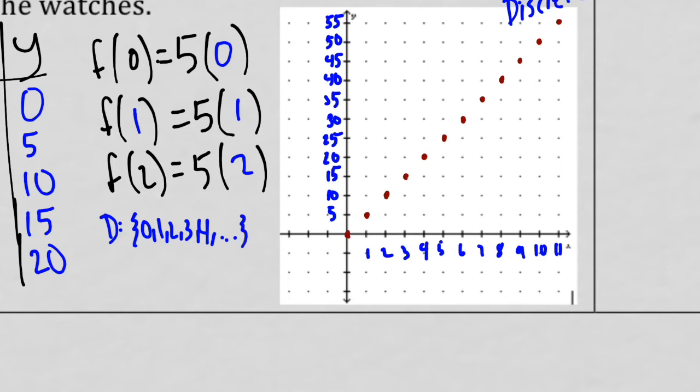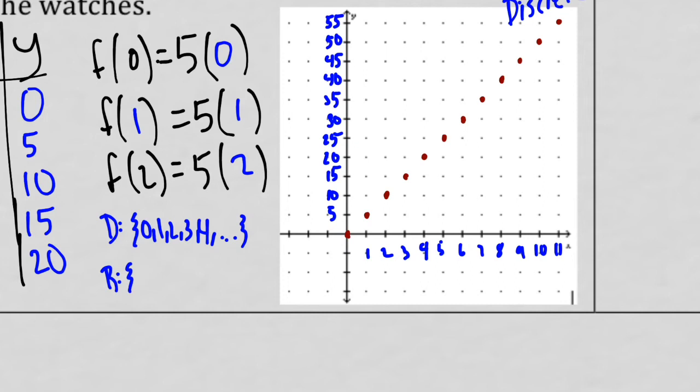Definitely no negatives, and also no decimals or fractions, right? He's going to have to pay for the whole movie no matter how much he watches. Range. Range are the possible y values. That's what range stands for, the outputs.